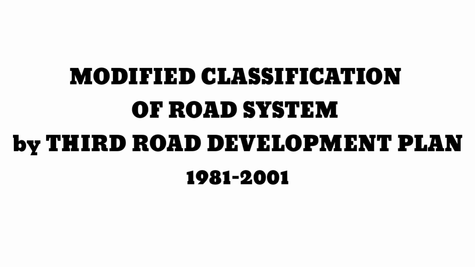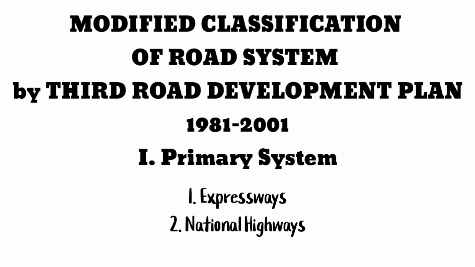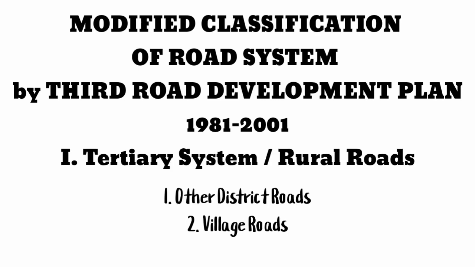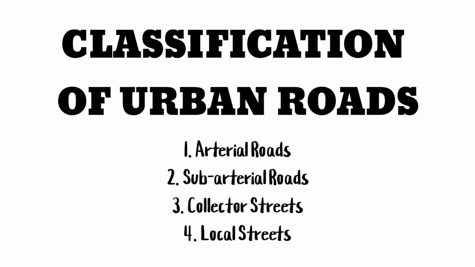Modified classification of road system by the Third Road Development Plan from 1981 to 2001. Primary system: expressways and national highways. Secondary system: state highways and major district roads. Tertiary system or rural roads: other district roads and village roads. Classification of urban roads: arterial roads, subarterial roads, collector streets, and local streets.